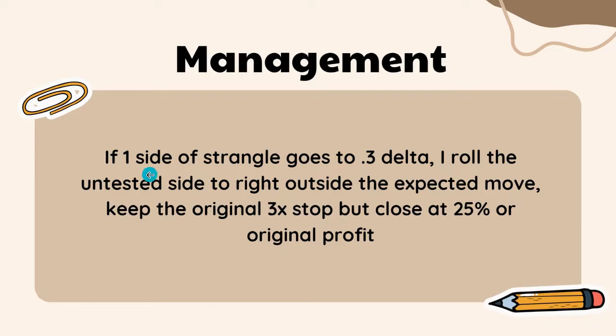If one side of your strangle ends up going to a 0.3 delta, so it's starting to get challenged a bit, it's not in the money yet, but it's getting close to in the money because we started at like 0.06, 0.05 delta, we're going to roll the untested side. That side will already show a pretty significant profit because the market went in the other direction. So I'm going to roll the untested side to right outside the expected move.